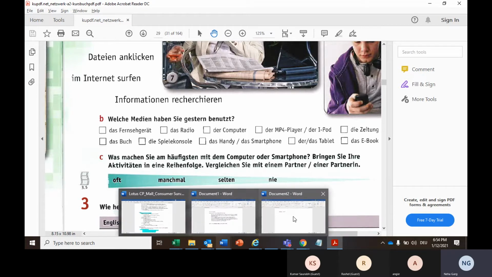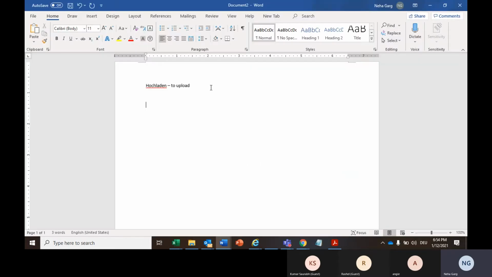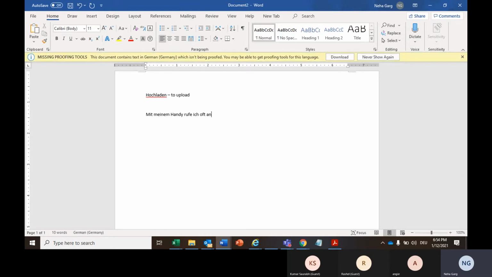Maybe you can write it in this way. Mit meinem Handy rufe ich oft an. So I'm just writing everything which I do on my phone. So mit meinem Handy rufe ich oft an. So like regularly, I make calls with my phone.